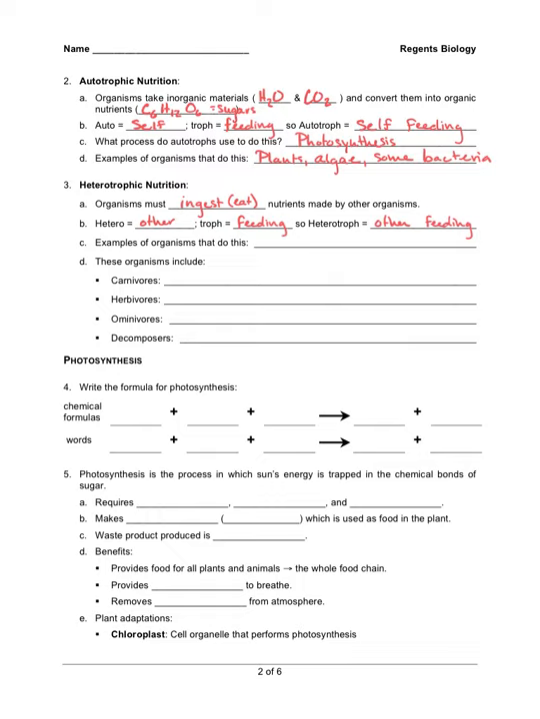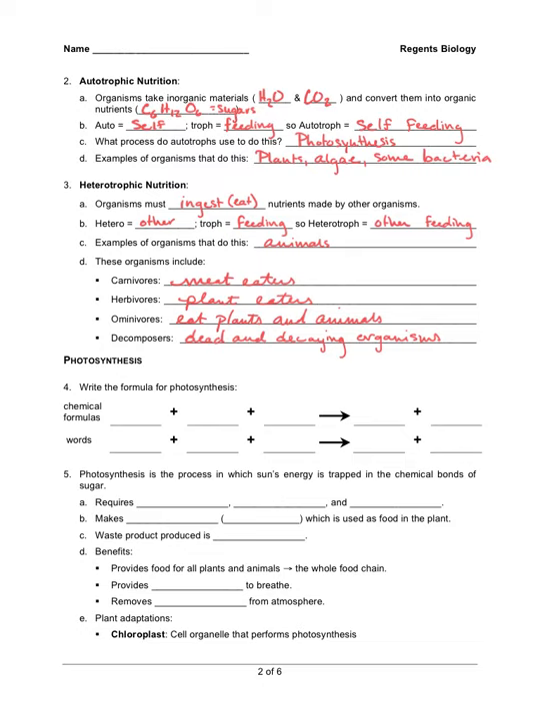Letter C says examples of organisms that do this, and those are animals, right? And there's many different types of animals, from single-celled organisms that are heterotrophs all the way up to people and whales. And heterotrophs can include several different classes, right? So there's carnivores, which are meat eaters, herbivores, which are plant eaters, omnivores, which eat both plants and animals, and then decomposers, which eat dead and decaying organisms.